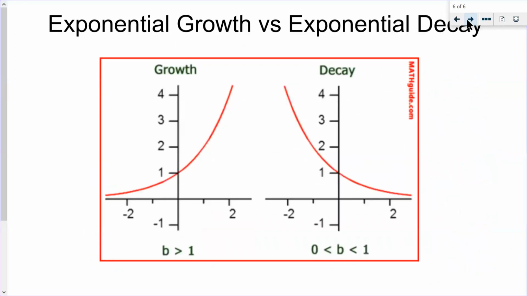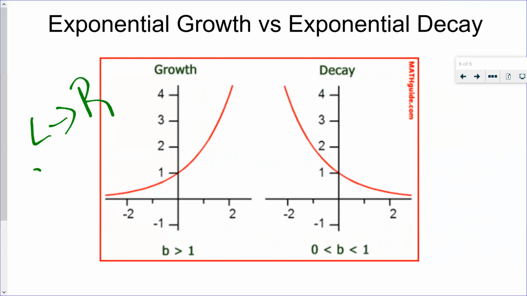Exponential growth versus exponential decay. All right? If something has exponential growth, that means from left to right, the graph goes up. So if you look at growth, as we travel from the left and we go to the right, what's happening to the graph? Well, it's going up. So that's why it has growth. Growing means up.